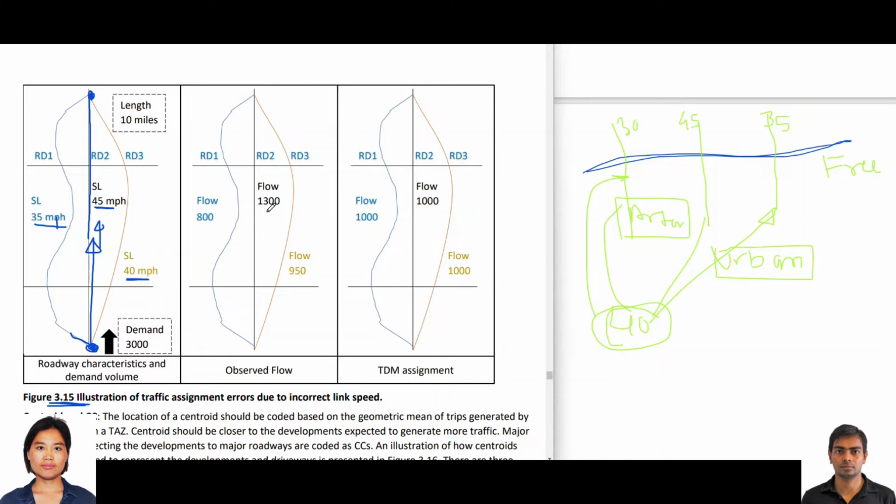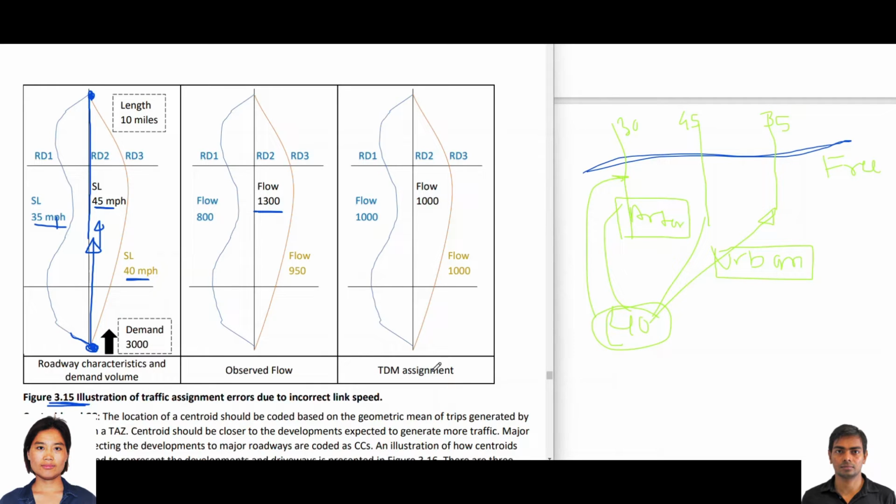So let's say the distribution of volume on these three routes, based on our intuition or actually observed, is 1300 in the center one because that's the fastest, and then 800 here and 950 here. So fastest, second fastest, and slowest.